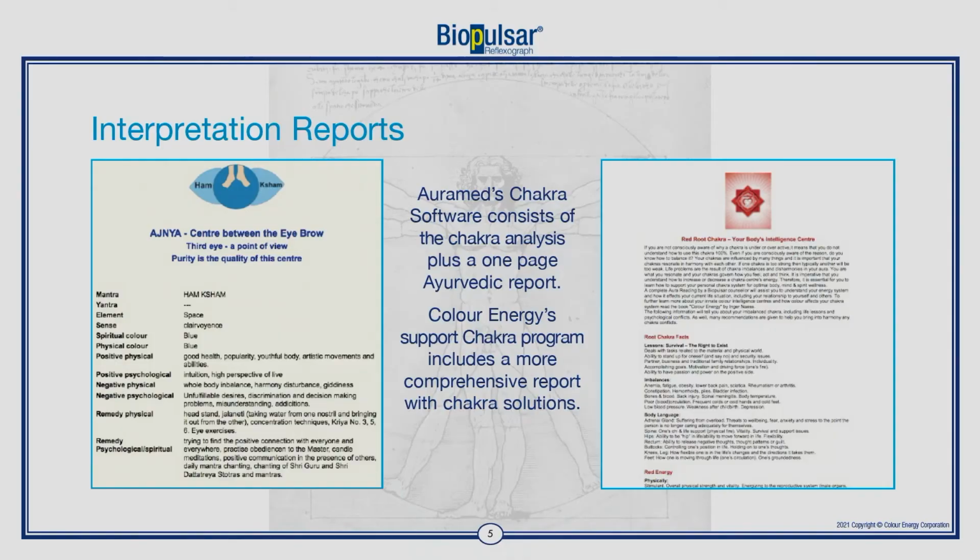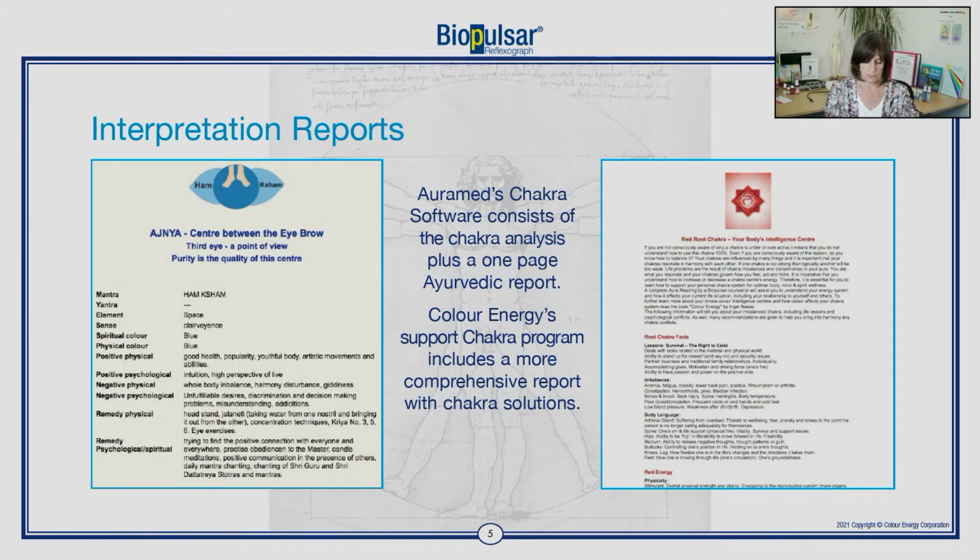Okay, next page here. There are different reports that can be generated, an Ayurvedic report that we see on the left-hand side and the color energy report that we see on the right-hand side. With the color energy report, I go into a lot of chakra data. I talk about things that connect to it, such as life learning lessons, because every chakra is connected to a life learning lesson. For example, the root chakra is all about your existence on this planet.